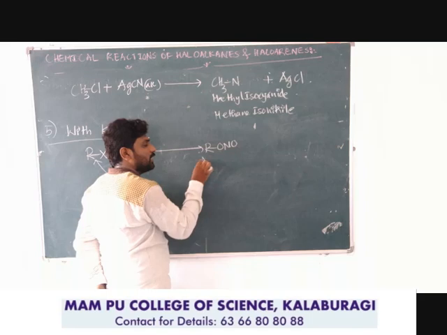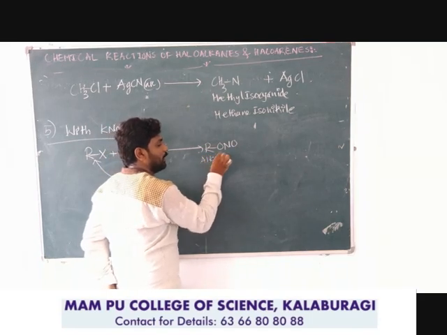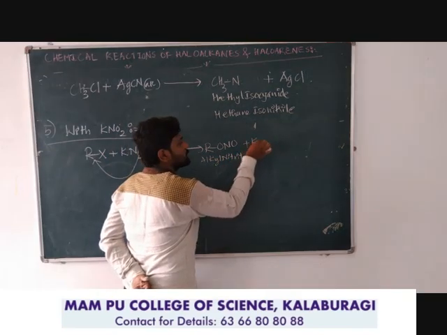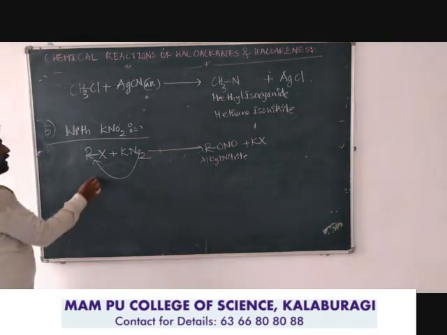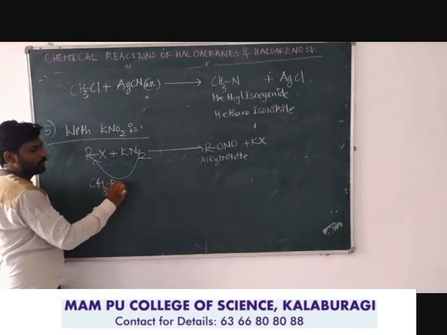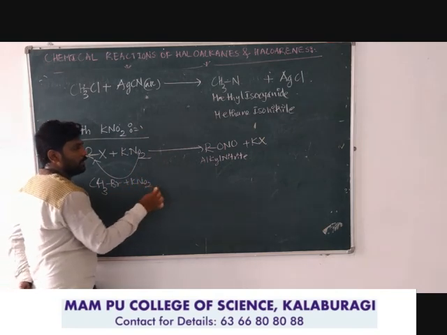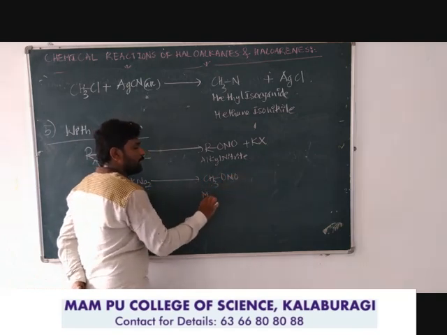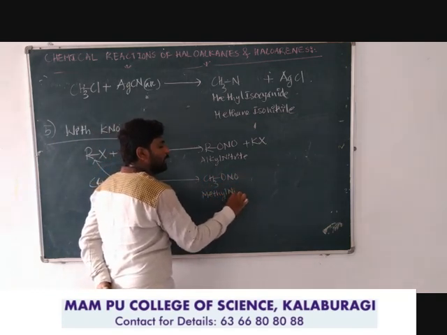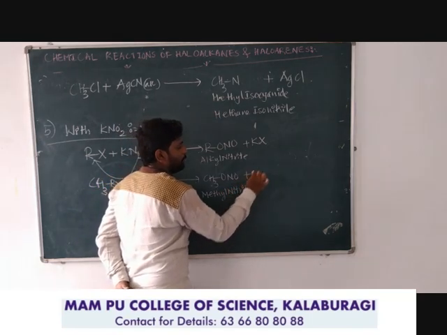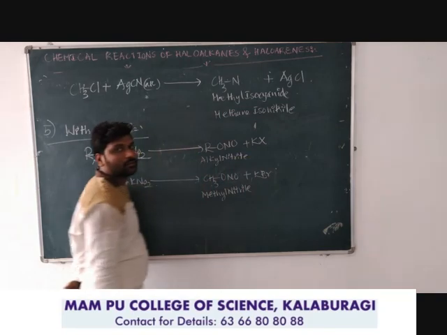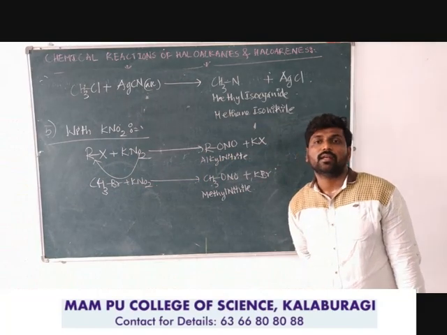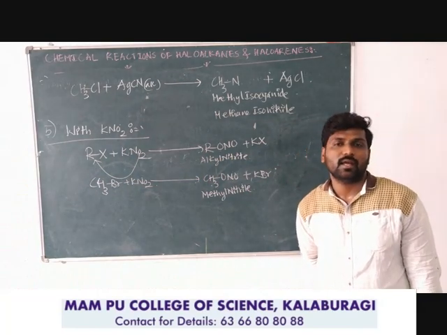So what product are we getting? Alkyl nitrite will be the product, and the byproduct is potassium halide. Suppose we have taken methyl bromide with the potassium nitrite. Here we will get methyl nitrite as the product. Byproduct is KBr. If I have taken ethyl bromide, KNO2 will produce us ethyl nitrite as the product.